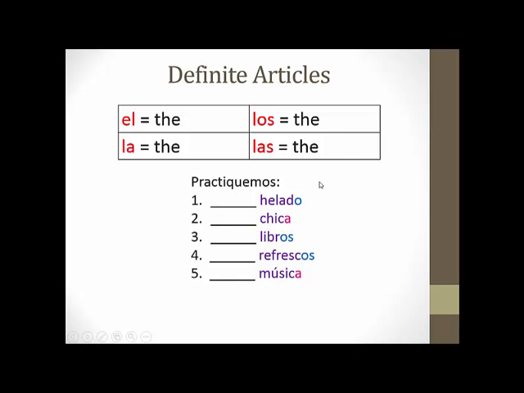Libros ends in os. We know it's plural because it has an s on the end, so we need to use either los or las. If you notice, it ends in os, which tells us it's not only plural, but it's masculine. So the best choice here would go with the masculine and plural los. Los libros would be the books. Let's do refrescos. Same thing with refrescos, because it ends in os. We would say los refrescos, the soft drinks, because it's plural and it's masculine.